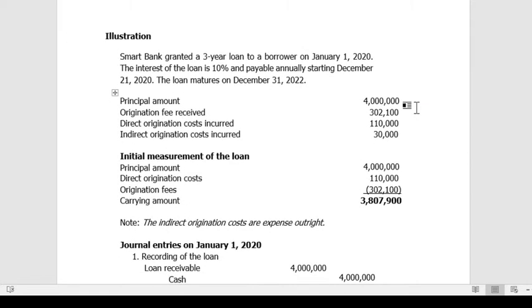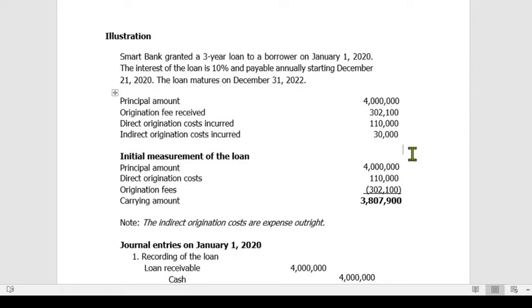Smart Bank granted a 3-year loan to a borrower on January 1, 2020. The interest of the loan is 10% and payable annually starting December 31, 2020. The loan matures on December 31, 2022. So, binigyan ka ng details on principal amount, origination fee received, direct origination cost incurred, indirect origination cost incurred.